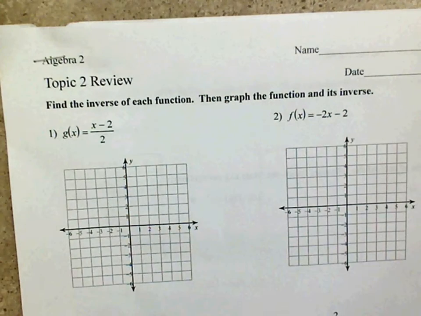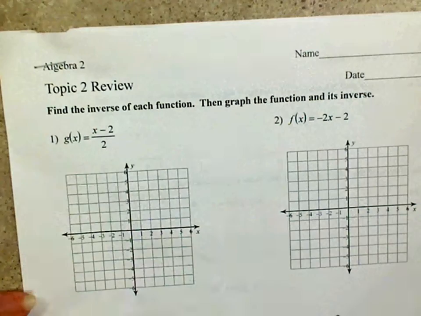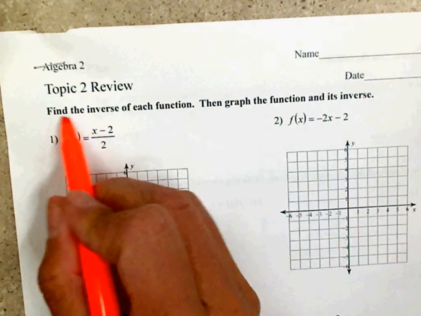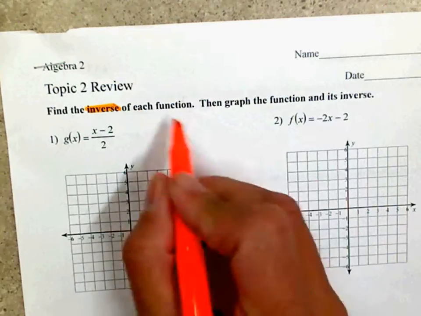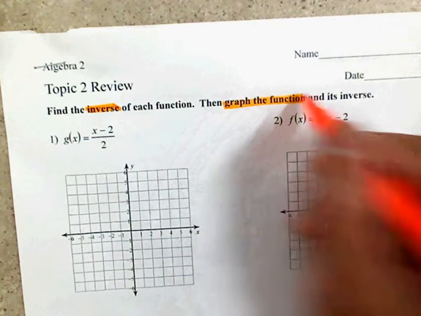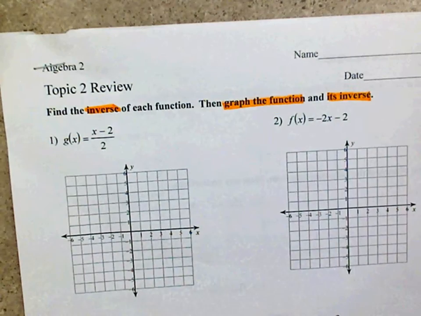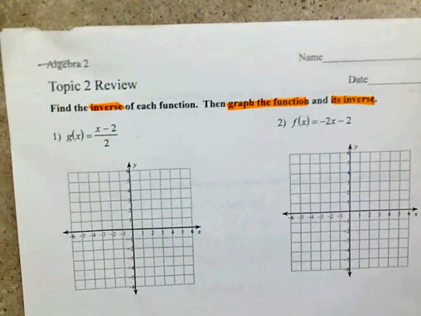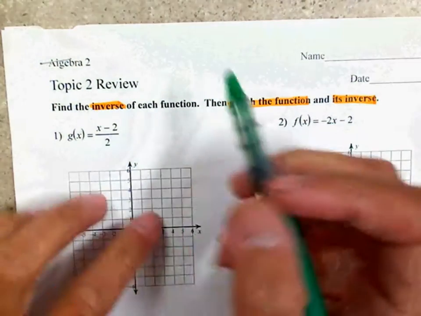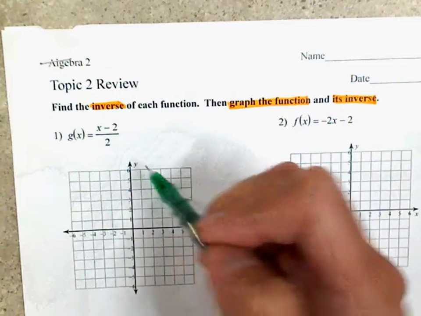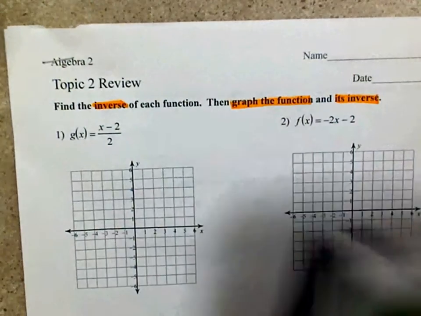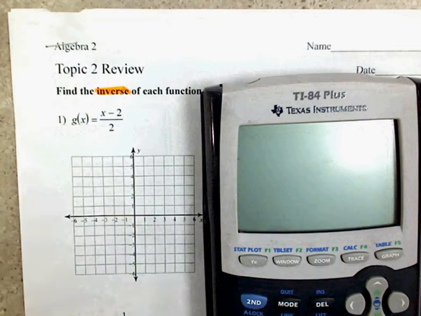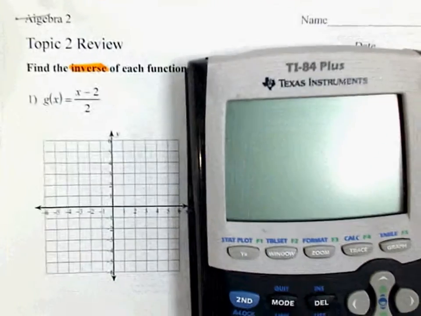Okay? Alright. So, it says to find the inverse of each function, then graph the function and its inverse. 3 things you'll have to do. Alright, so we're going to graph the inverse first. I'm sorry, graph the function first. We're going to graph that first. Okay? Use your calculator to help you. That way it makes it a lot easier.